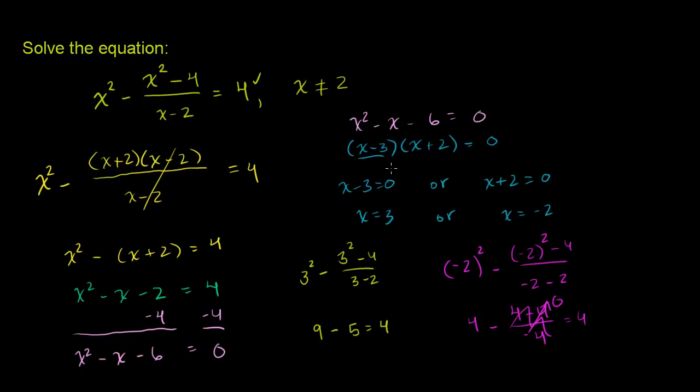So both of these solutions work, and that makes sense, because when we canceled this out, we didn't fundamentally change anything about the equation. Only if you had the situation where x would have been equal to 2. That's the only thing that you're really changing. So that's why it makes sense that both of these solutions work.